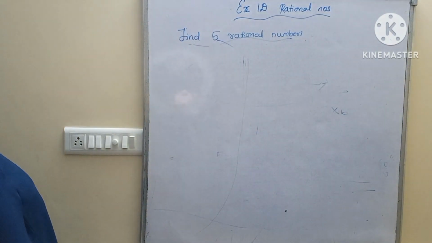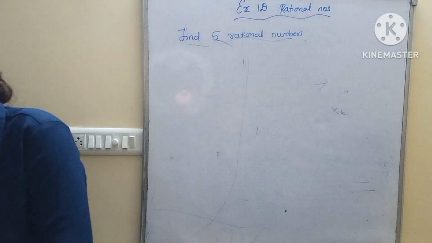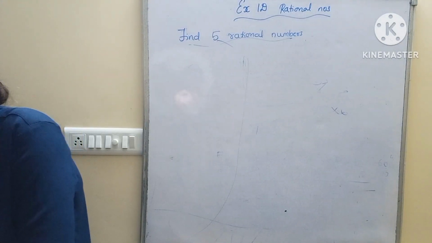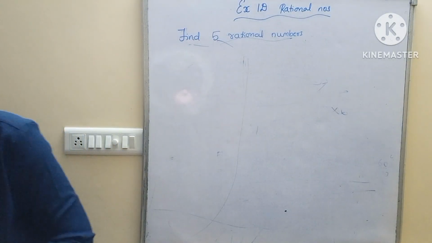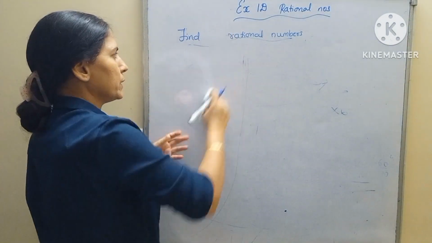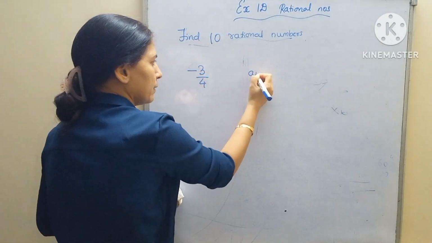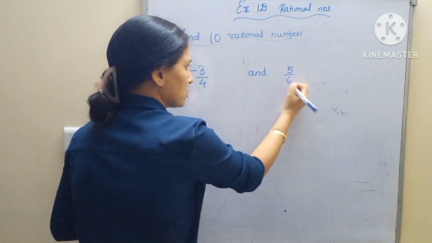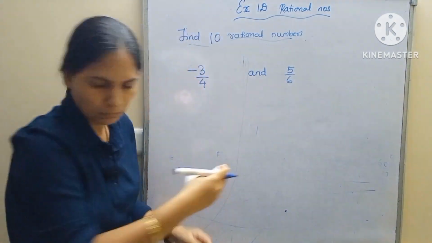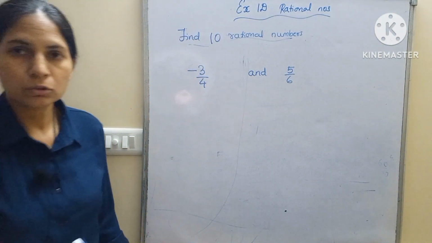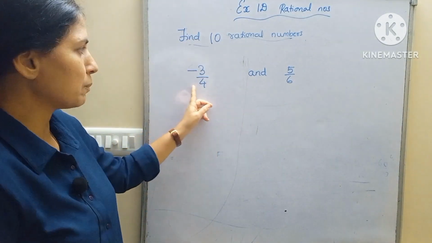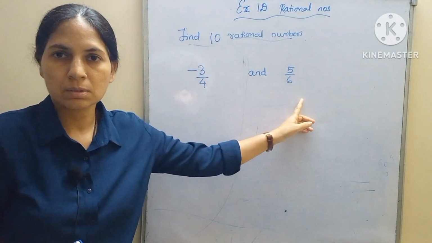The next one is: find 10 rational numbers between minus 3 upon 4 and 5 upon 6. How many? 10. Minus 3 upon 4 and 5 upon 6.